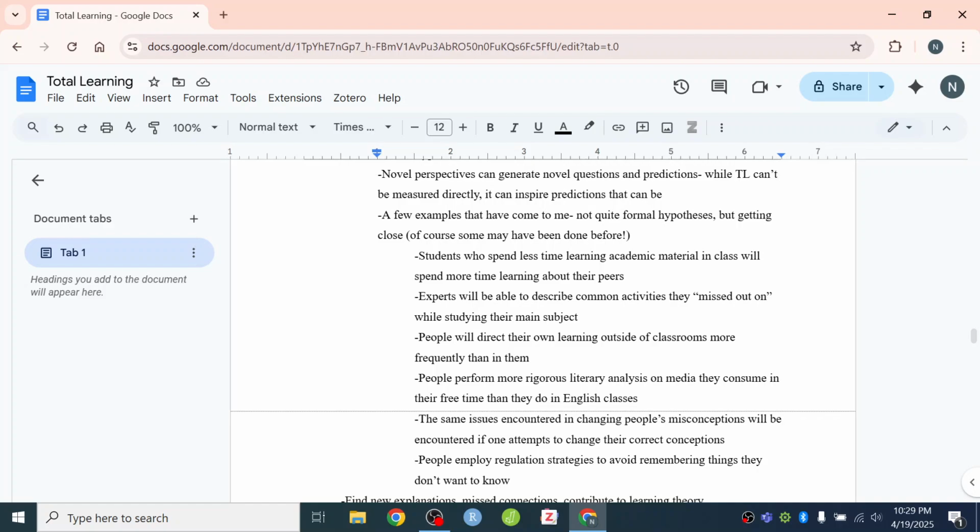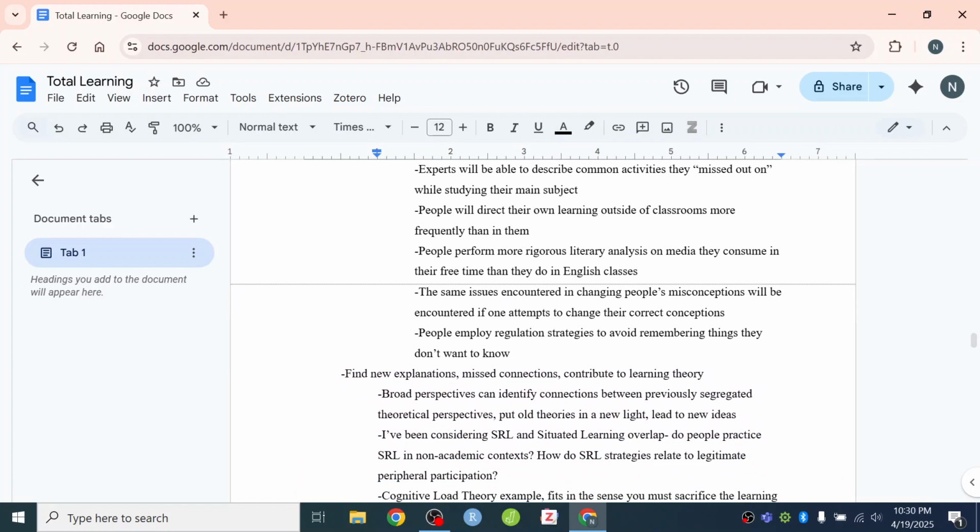I think all these are examples of predictions that are interesting, that haven't been researched before, that would give valuable insights into learning and learning processes, that are a little bit out in left field, but you can see the ties between them and the total learning implications and framework.